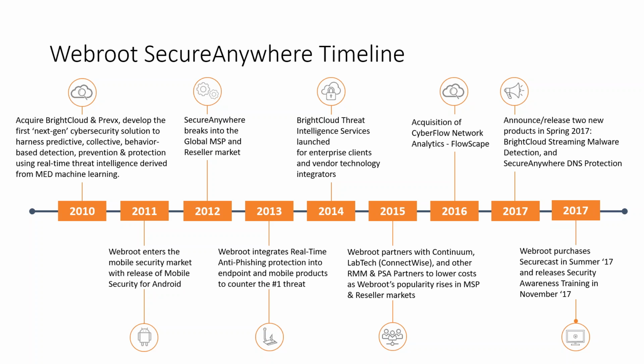So we came to market actually in 2011 with really what I would call the first predictive collective behavior-based detection, prevention, protection solution using real-time threat intelligence. And then the MED, if you want to, is maximum entropy discrimination, which is a form of machine learning that we started off with there. In 2011, we did some mobile work. SecureAnywhere, which is the endpoint product we had, decided to break into the global MSP market around 2012. We launched the business product then.